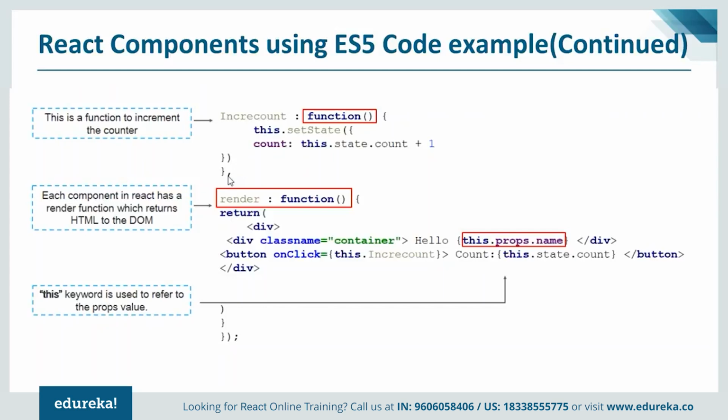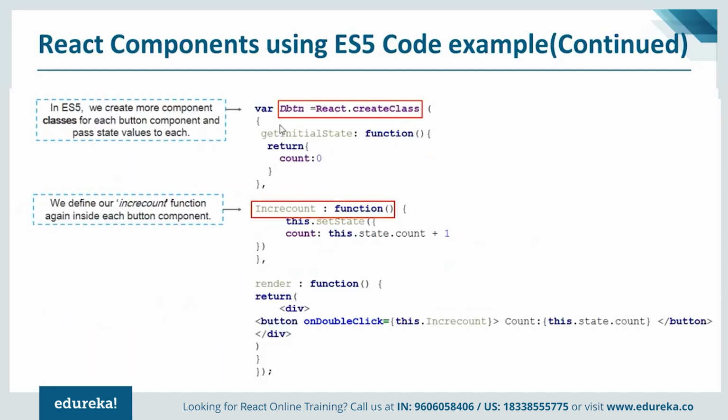Each component in React has a render function which returns the HTML to the DOM. I repeat, each component means every component, whatever components you are declaring in your React.js code, it needs to have a render function. A minimum of one function should be there, and all the other functions need to be separated by commas. Then the this keyword is used to refer to the props value. If I have a props value which I'm passing to a component, then the this keyword is used to refer to that prop value. So this.props.name will be used to refer to the props value.